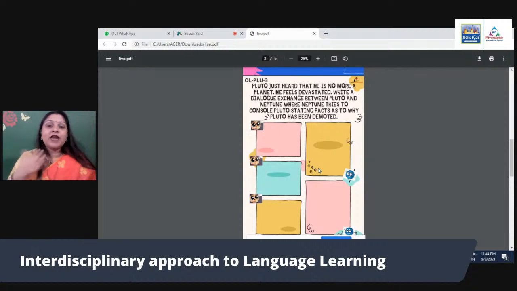So, as a kid, when I was hearing this commotion over Pluto being a planet or not being a planet, I was always anxious about why this was being done to Pluto. So here in this particular worksheet, a topic from social studies, that is planets, is being incorporated with a language concept of dialogue exchange. First we see that the child is being informed about what the problem with Pluto being or not being a planet is, and then Neptune, the neighbor of Pluto, is consoling Pluto about the demotion.